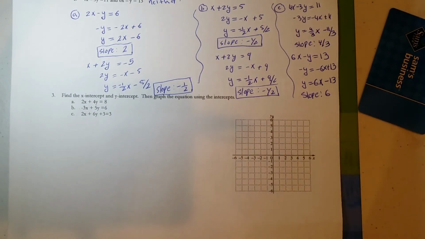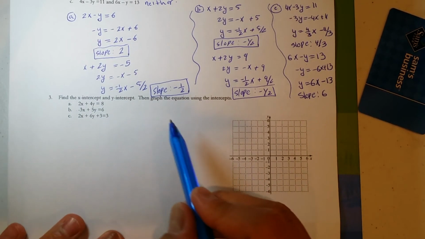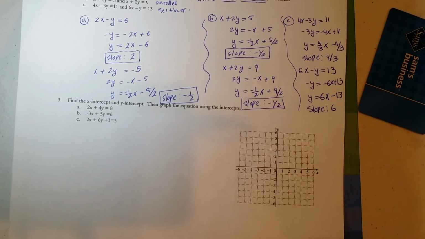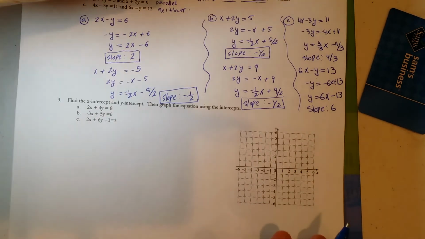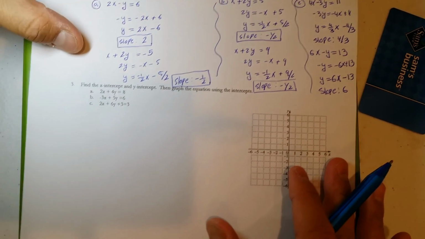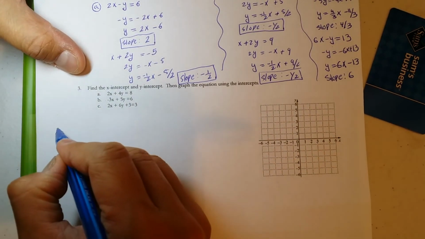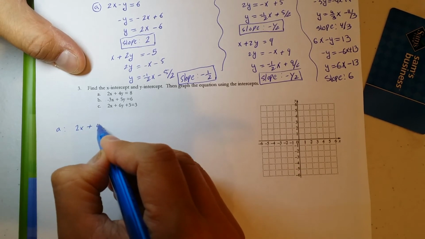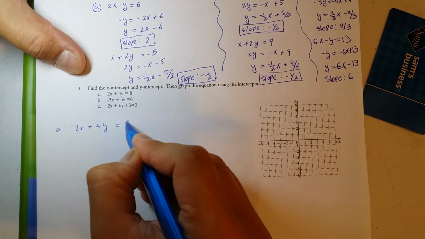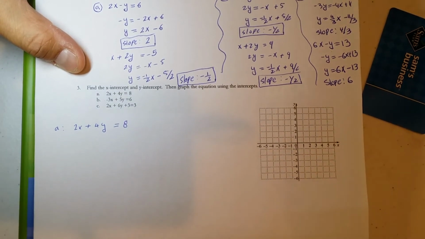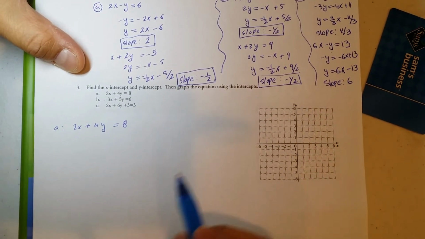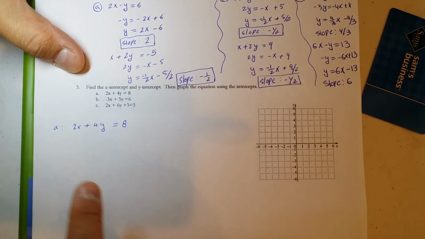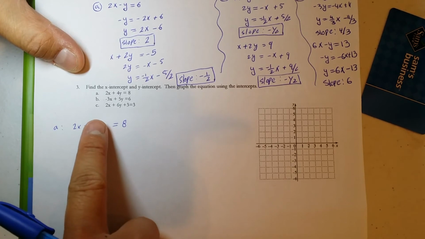All right, find the x-intercept and the y-intercept, then graph the equation using the intercepts. In other words, the intercept is just another way that you can use to graph a line. So to find the intercept, it's actually pretty easy. I'll show you the easy way and I'll explain the idea behind it. To find the x-intercept, you are going to cover up the letter y like that.